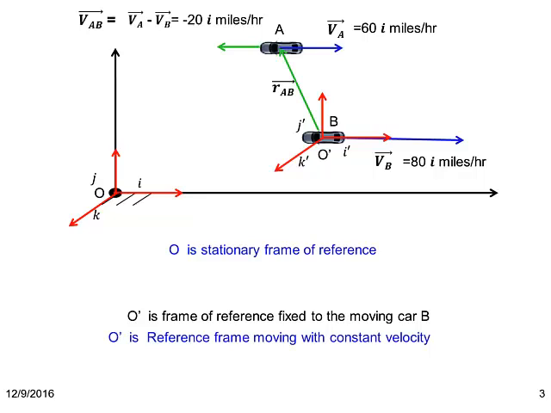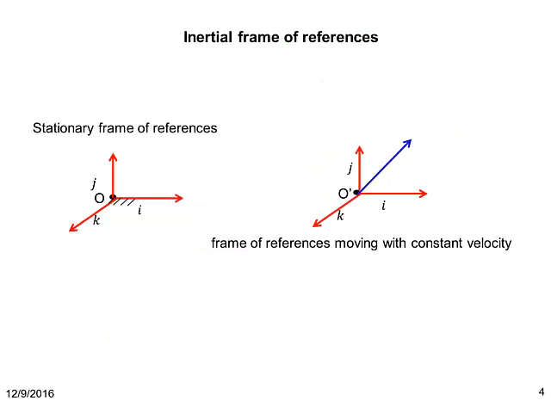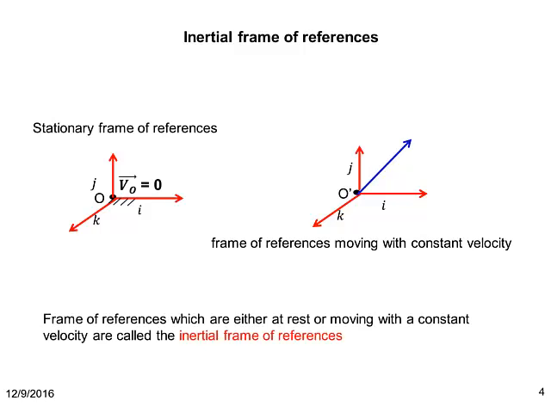The frames of reference which are either at rest or moving with a constant velocity are called inertial frames of reference. In this example, the frame of reference O is at rest and the frame of reference O dash is moving with a constant velocity.